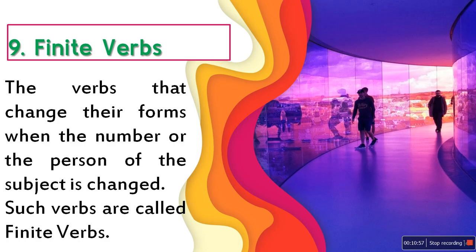Let's see what these verbs are. The finite verbs change their forms when the number or the person of the subject is changed. Such verbs are called finite verbs. I will give you examples to make the understanding clear.